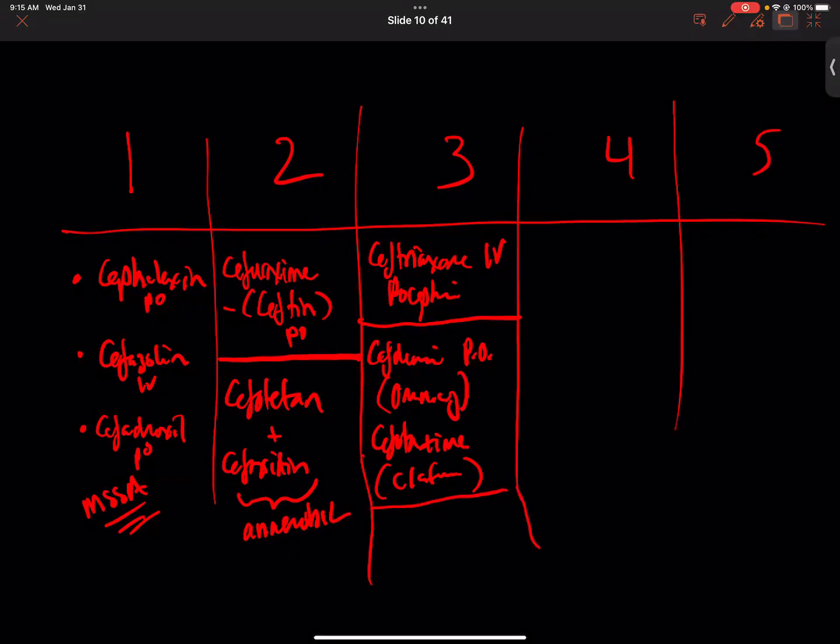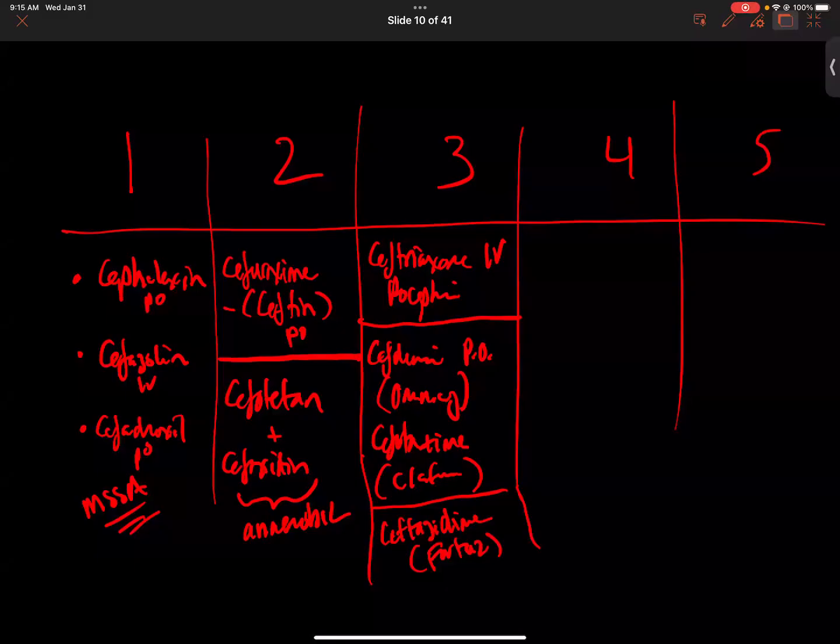You've heard Dr. Lewis talk about ceftazidime, or Fortaz, as its trade name, right? Another third generation agent. And there's a constellation of oral third generation agents that will probably be mentioned throughout this semester as well. Okay.